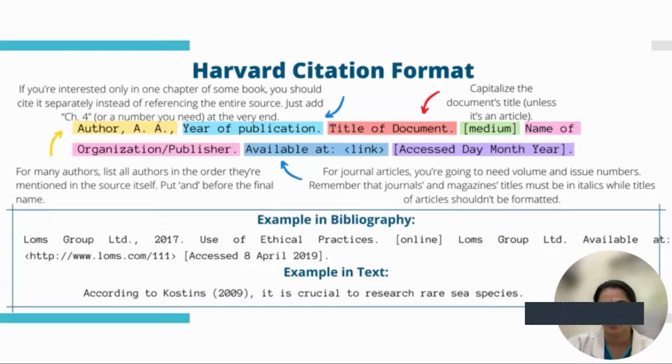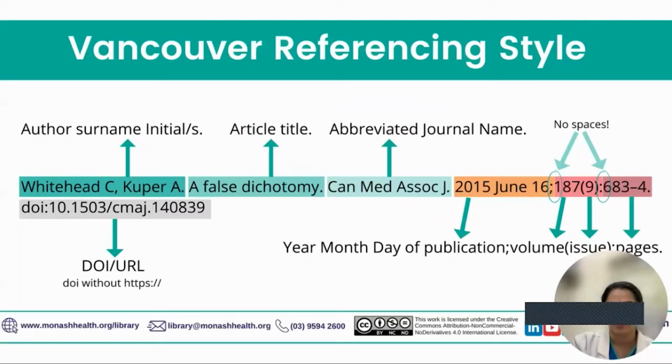And then other details like who's the publisher, how do you access this document, and how many times it's been accessed. The Vancouver referencing style, in contrast, starts with the author's surnames or initials, and then you have the title, as opposed to the Harvard style. And then you have an abbreviated journal name, and towards the end you have your publication details and where exactly you can access it.